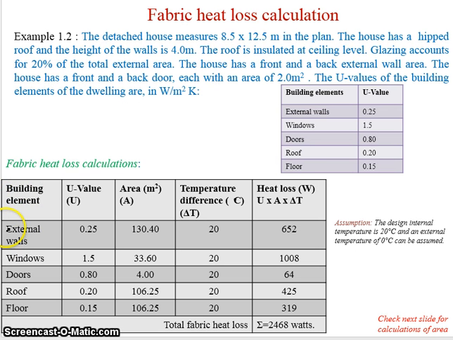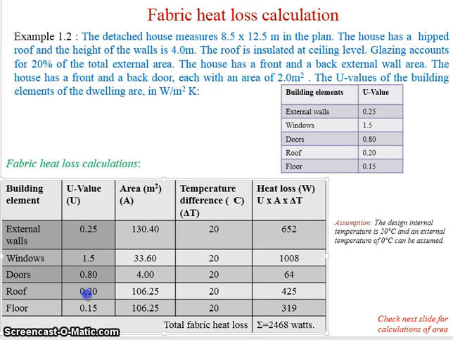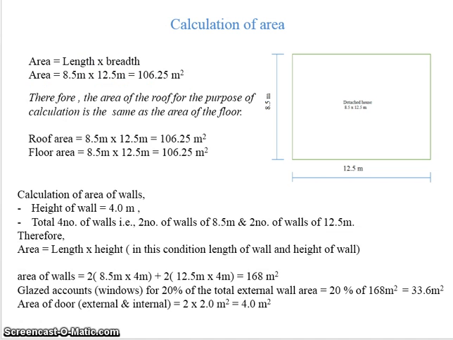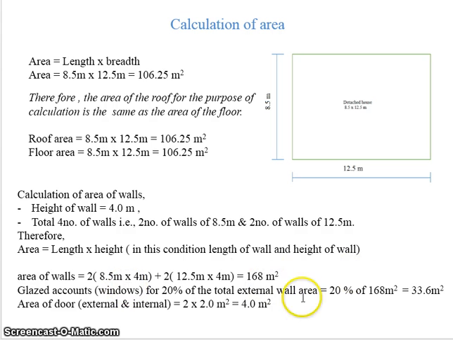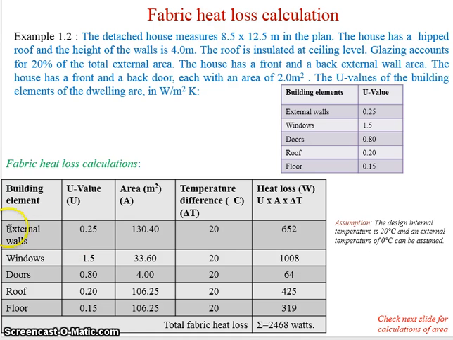So for building elements, you just write these 2 columns, building elements and U values, from this question. Just fill in the building elements and U values. After that, areas: area of external walls. How do you get this area of external walls? This 168 minus 33.6 gives you 133. This is the area of walls, and you take 20% from this area of walls, so the external walls area is only 130.40.